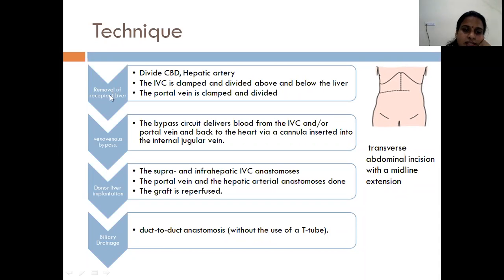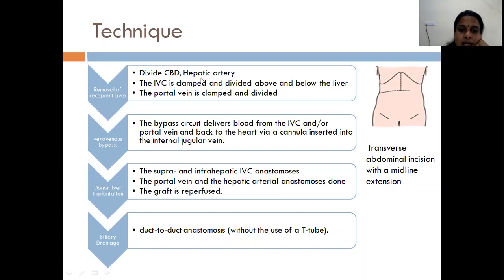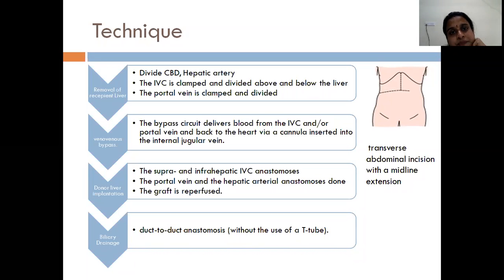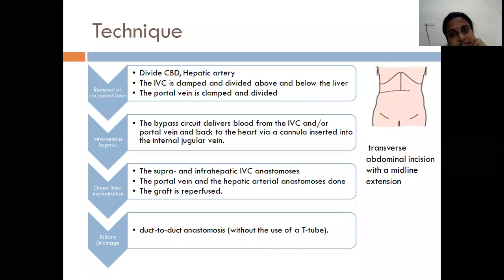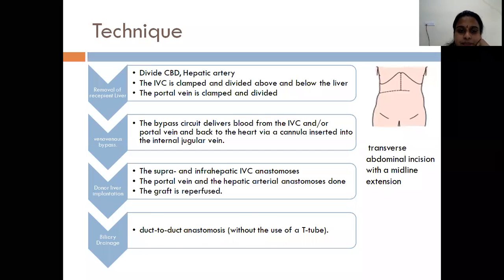Firstly, you have to remove the diseased liver in the host. So you have to divide the common bile duct and hepatic artery first. Then the IVC is clamped and divided above and below the liver, such that there are enough stumps left behind for anastomosis. So once you remove the diseased part, the IVC stump has to be supra and infrahepatic, and a sufficient stump has to be available to allow for proper anastomosis with the donor liver.